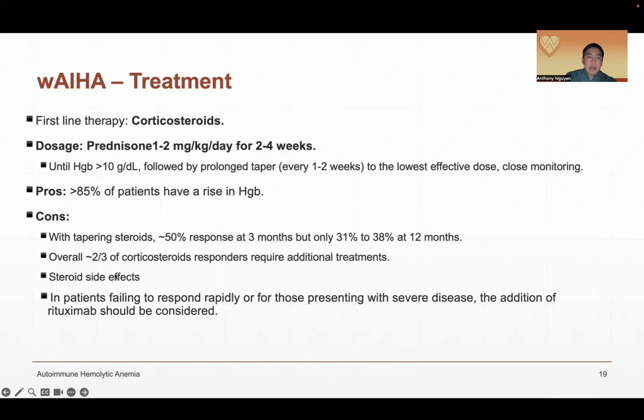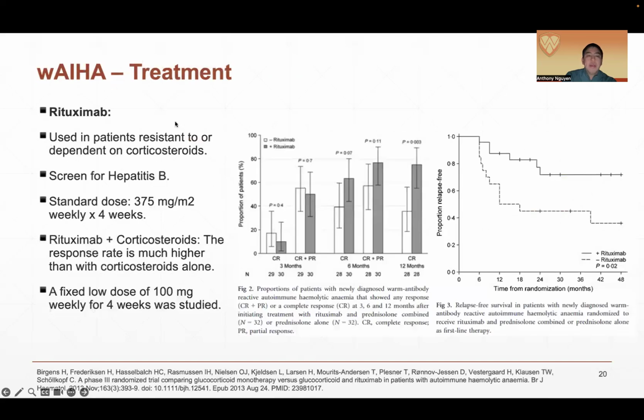And there are many side effects to steroids. In patients who don't respond to steroids or patients with severe disease, we do consider adding rituximab. Rituximab is a monoclonal antibody against CD20 that is targeted at B cells and is used in patients who are resistant to or dependent on steroids. First, we must screen for hepatitis B, and the standard dose of rituximab is 375 milligrams per meter squared for 4 weeks. Studies in the past have shown that rituximab with steroids elicits a much higher response than steroids alone.